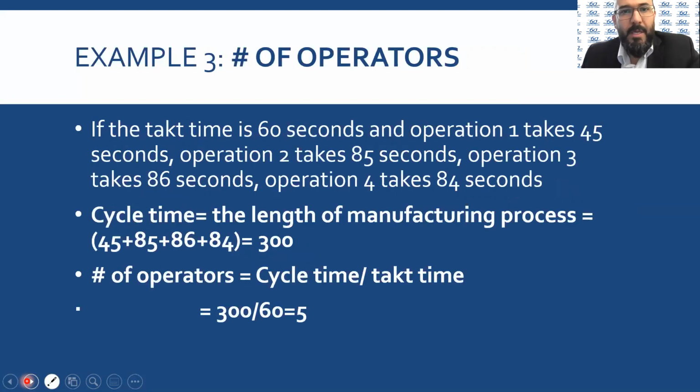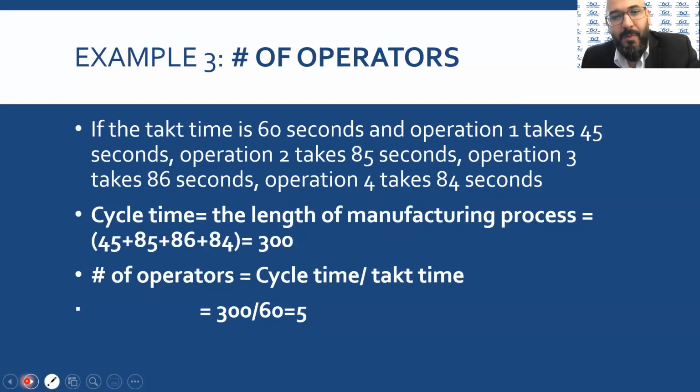Example number 3 is number of operators. So this is also important. There are a few questions on how to calculate the number of operators. If the takt time is 60 seconds and operation 1 takes 45 seconds, operation 2 takes 85 seconds, operation 3 takes 86 seconds, operation 4 takes 84 seconds.